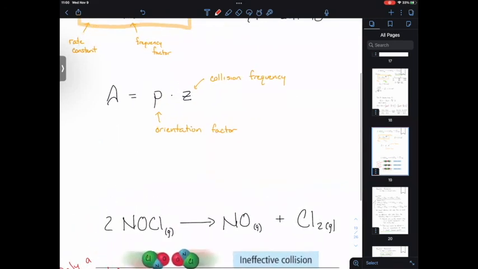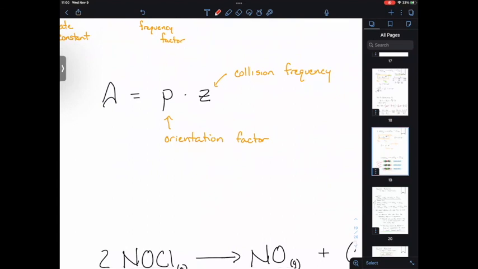So that's what my two components of A are here. I have this collision frequency, how many times they're colliding with one another, and then this orientation factor is going to have a value between 0 and 1, and it's going to correspond to the fraction or the probability of a collision being effective, right? So you can kind of think of it as a percentage. What percent of these collisions are going to actually be effective collisions?